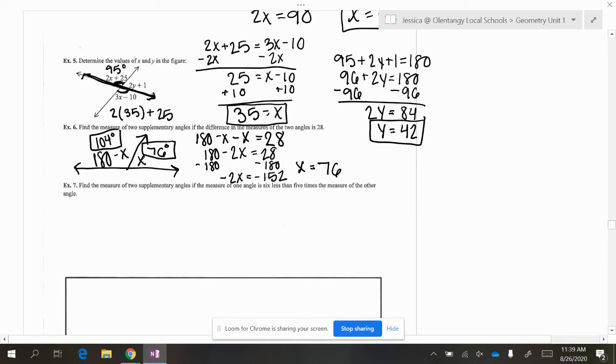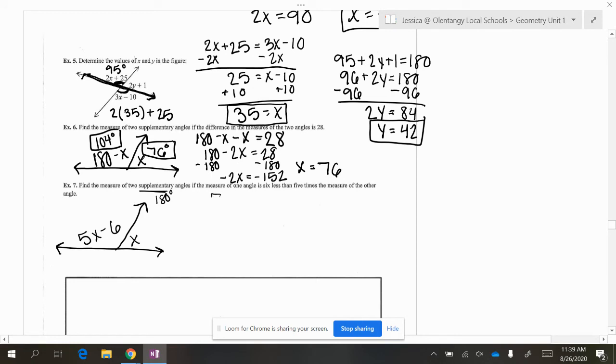Example 7, find the measure of two supplementary angles if the measure of one angle is 6 less than 5 times the measure of the other angle. Let's draw out a picture. It says one angle is 6 less than 5 times the measure of the other angle. So let's put one angle as x, and that means the other angle is 6 less than 5 times x. And they add up to be 180 degrees, since they're supplementary angles.